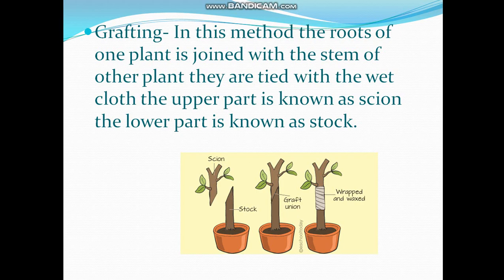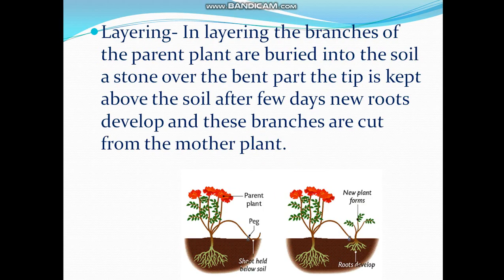Third one is layering. The lower branches of the parent plant are bent and buried under the soil. A stone is placed over the bent part. The tip is kept above the soil. After a few days, new roots develop. These new branches are cut from the parent plant and transferred to another place. It is most common in jasmine plant.